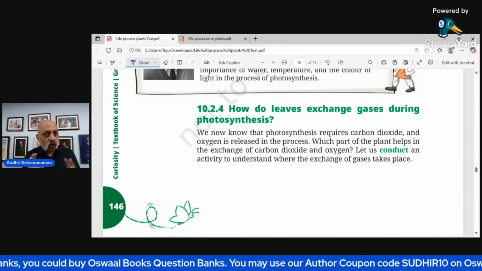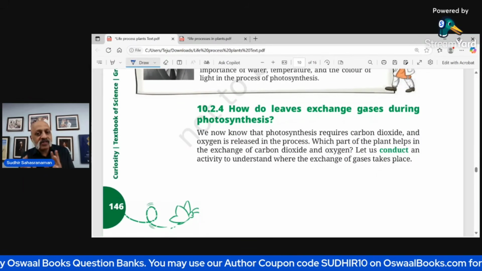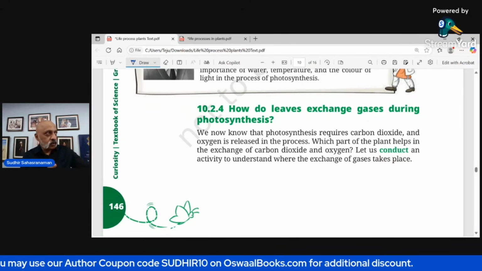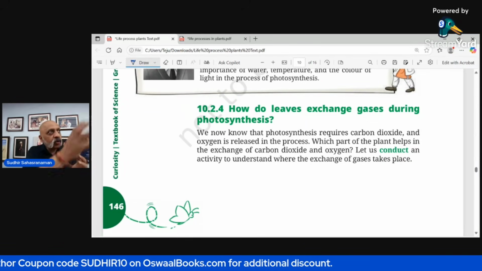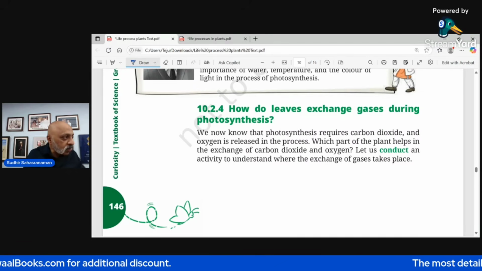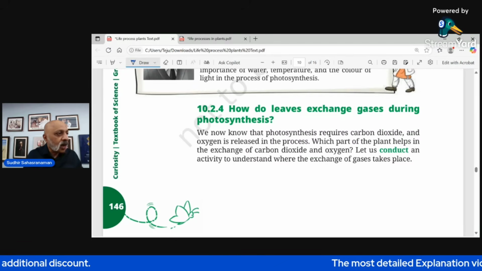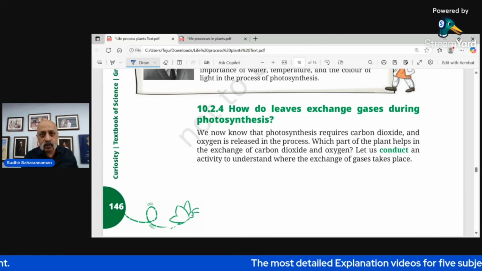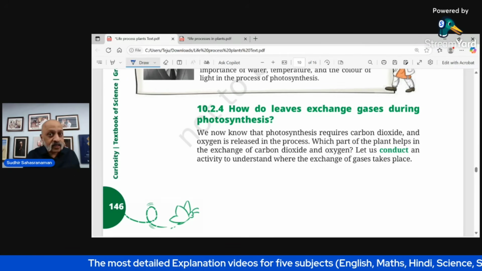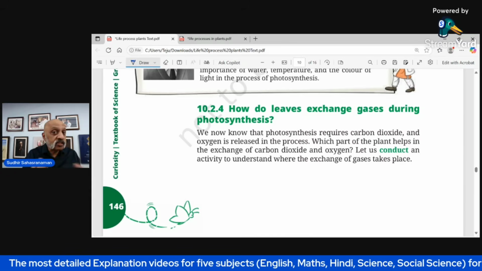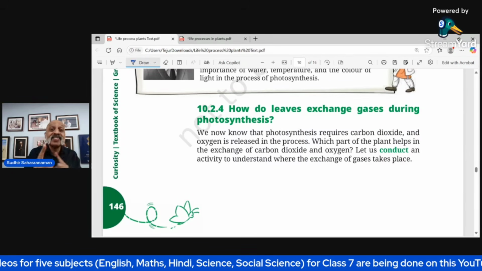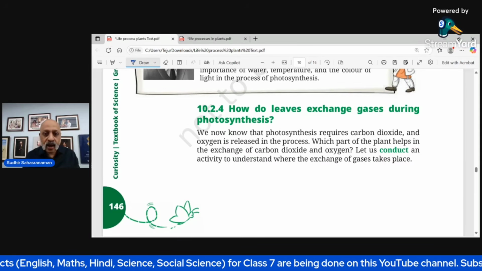Now we come to how leaves actually exchange gases during photosynthesis. You're saying carbon dioxide is coming in and you're releasing oxygen. Is it so simple? It's not like, okay, you give me your biology science book, I will give you my maths textbook. It's not like that. We know that photosynthesis needs carbon dioxide and oxygen is released in the process. Which part of the plant helps in the exchange of carbon dioxide and oxygen?